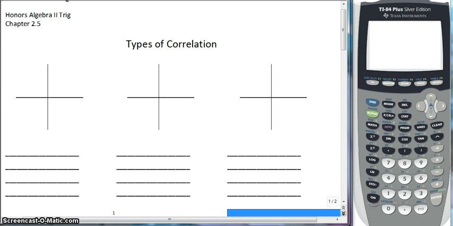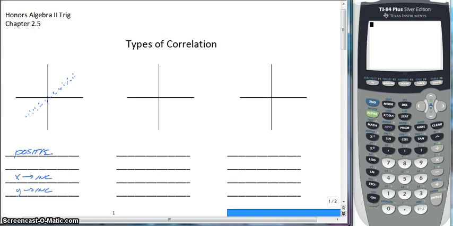Today we're going to first talk about three different types of correlation. The first type of correlation is a positive correlation. That's just when we have a whole bunch of information and that information just kind of increases as we go along. So a positive correlation, that's when X increases and when Y increases. So it's two things increasing together.